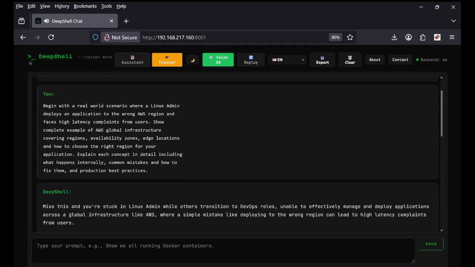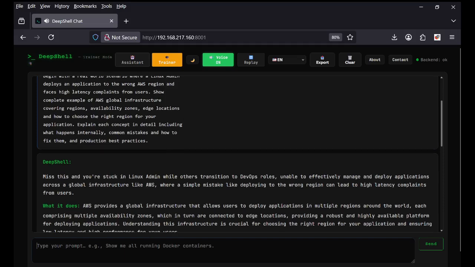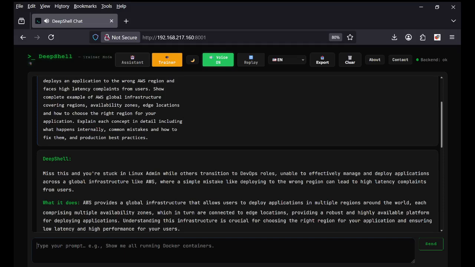Miss this and you're stuck in Linux admin while others transition to DevOps roles, unable to effectively manage and deploy applications across a global infrastructure like AWS, where a simple mistake like deploying to the wrong region can lead to high latency complaints from users.